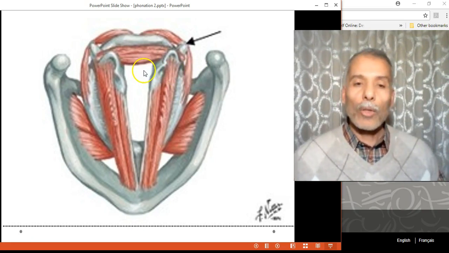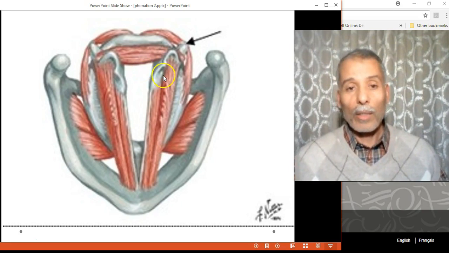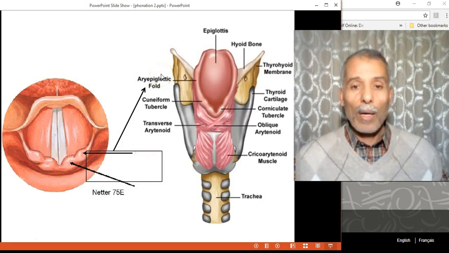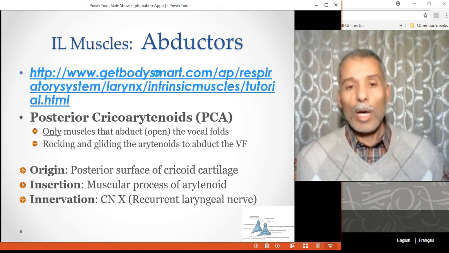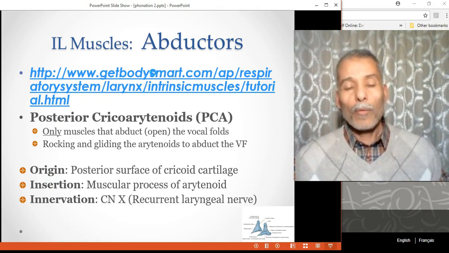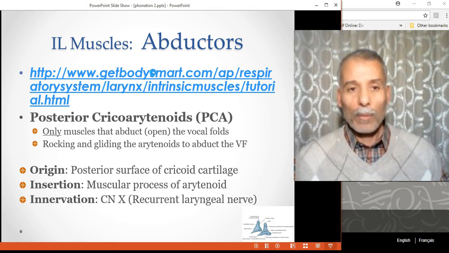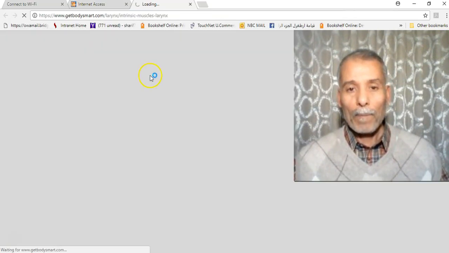Now the next muscle, you saw that in the video, and also, if you play with this, it's going to show you how all of these muscles behave. Let's see.